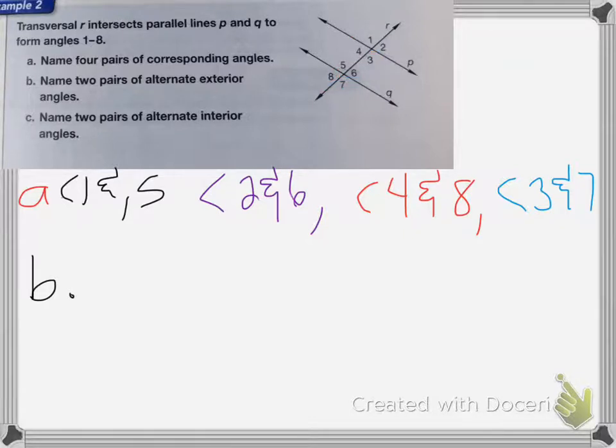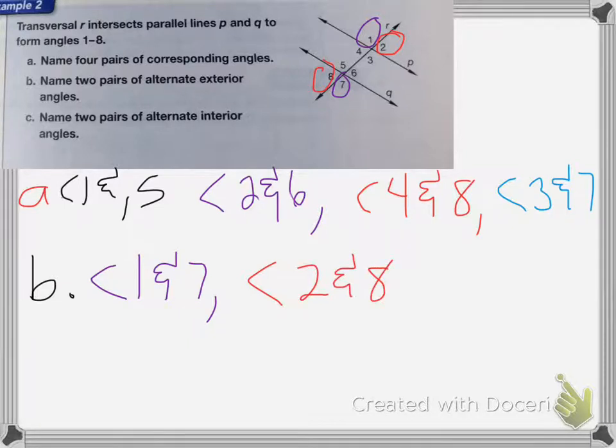On B, name 2 pairs of alternate exterior angles. The exterior angles are the ones that are on the outside of our parallel lines. If they're alternate, that means they're on opposite sides of our transversal. So that's going to be angle 1 and 7, and then the other one will be angle 2 and 8. Those are our exterior angles and the alternate ones.